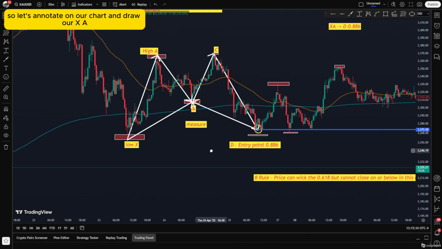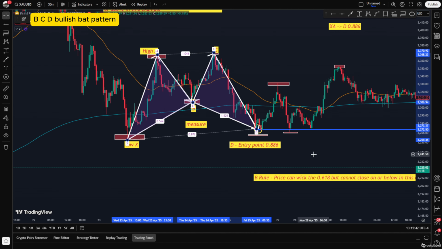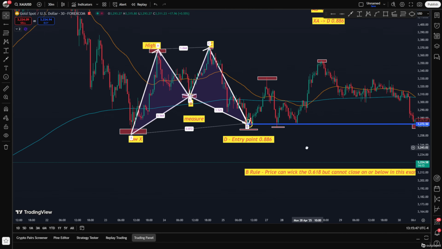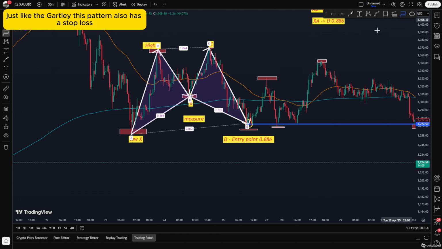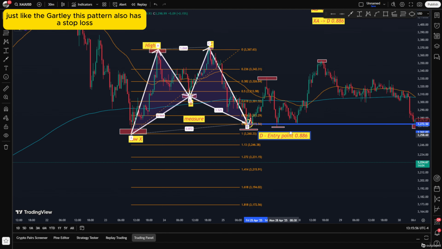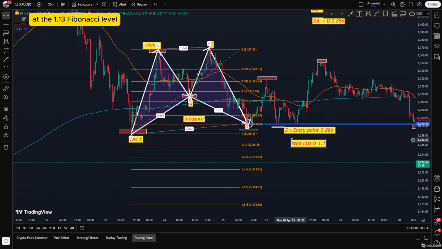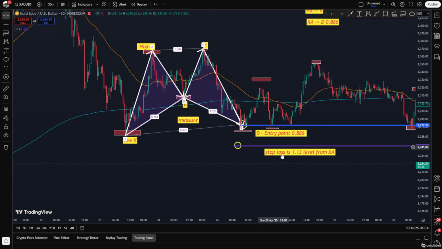So let's annotate on our chart and draw our XABCD bullish bat pattern. Just like the Gartley, this pattern also has a stop loss at the 1.13 Fibonacci level, taking your regular Fibonacci tool from point X to point A.